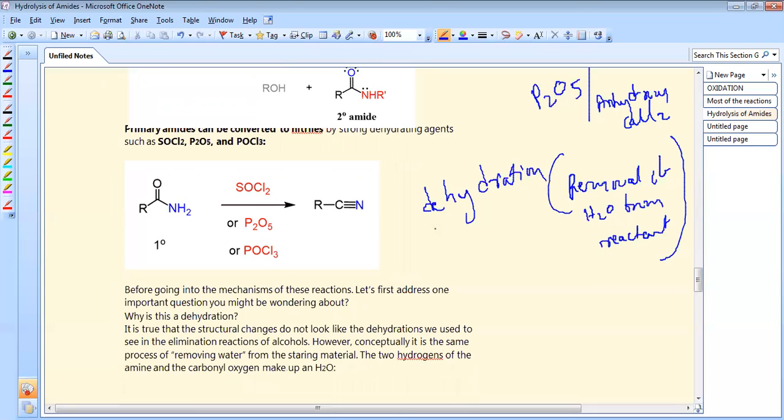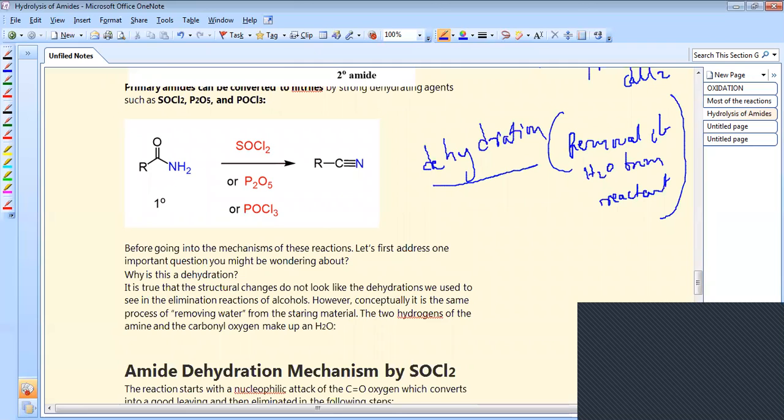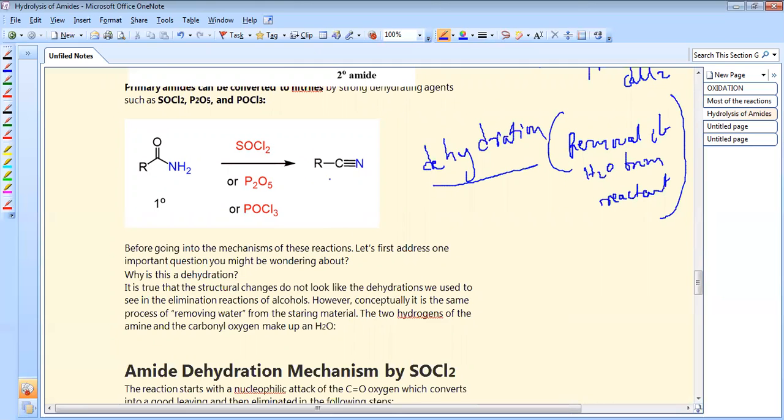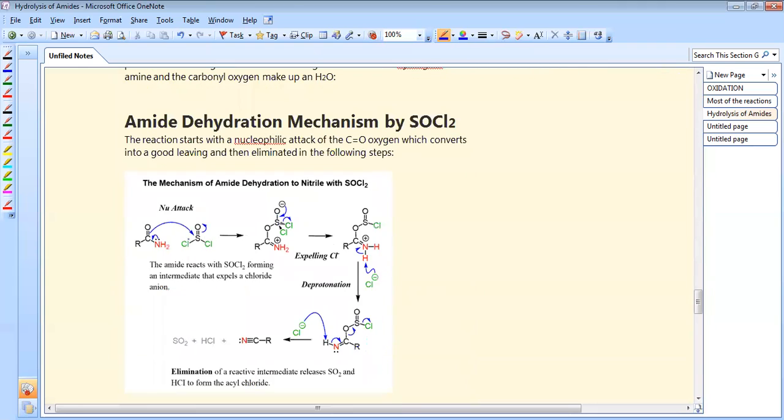Okay, so let's see dehydration. What is dehydration? Removal of water. When we remove a water molecule from the amide, what do we get? We get a cyanide. This reaction can be achieved using either thionyl chloride, P2O5, or POCl3. Let's see the mechanism, how it happens.